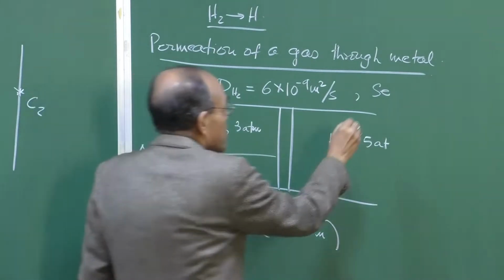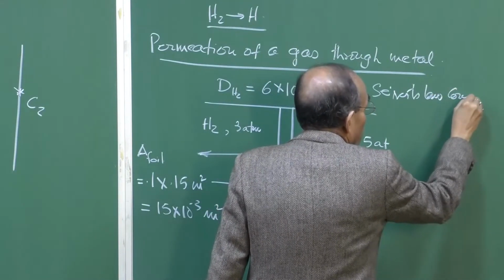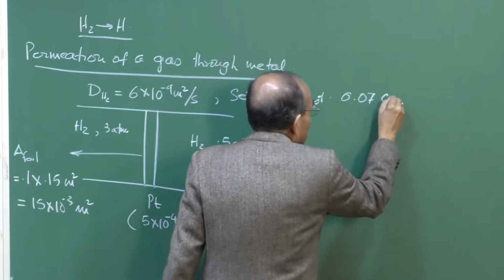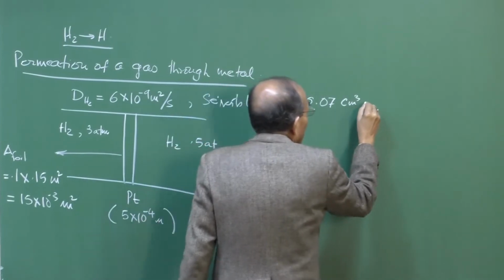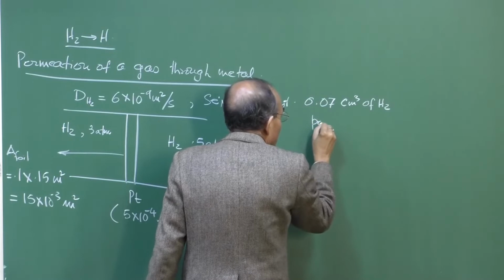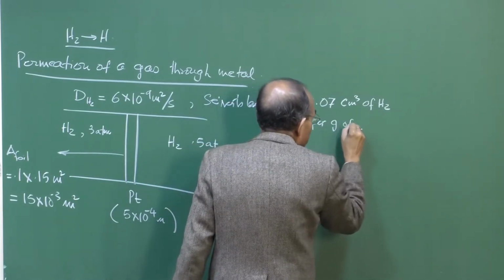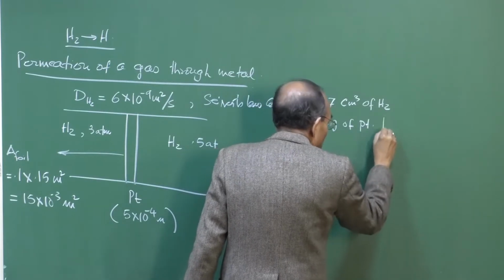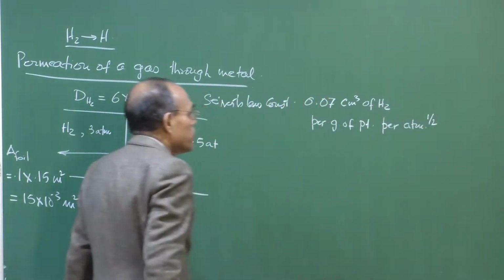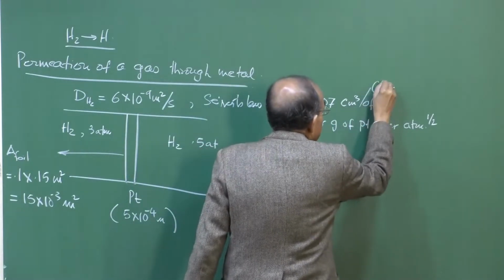So, the Sievert's law constant is given as 0.07 centimeter cube of hydrogen per gram of platinum, per atmosphere raised to the power half. That is the unit of Sievert's law. And when you talk of volume, this is given at STP.